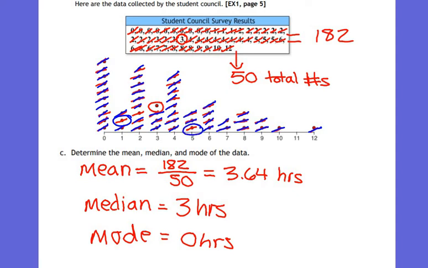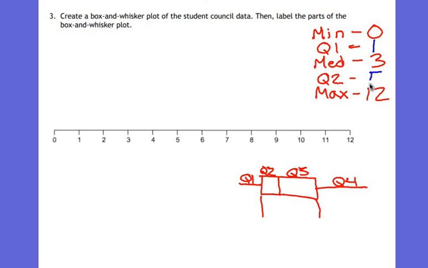What's my middle number? 5. So we're just looking in between the minimum. Your middle number in between the bottom half and then the top half. So just in between. Yes. Those are my 5 important numbers to create my box and whisker plot.